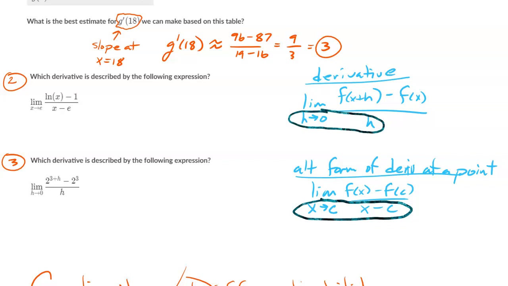If you look at this second one, this one has the limit as x approaches a number, because c is representing a number, and it doesn't have to be 0. And then the denominator is x minus that number.